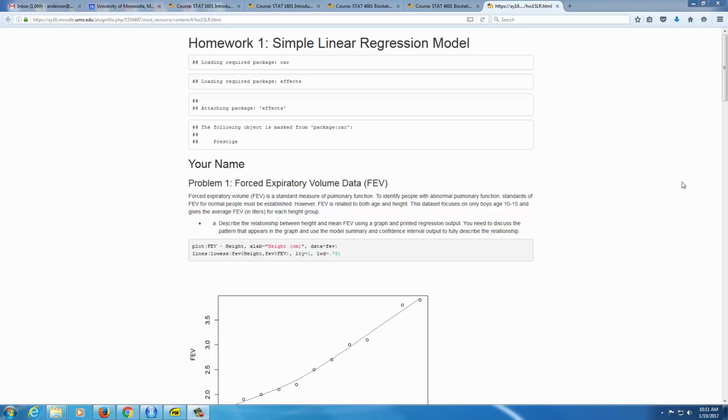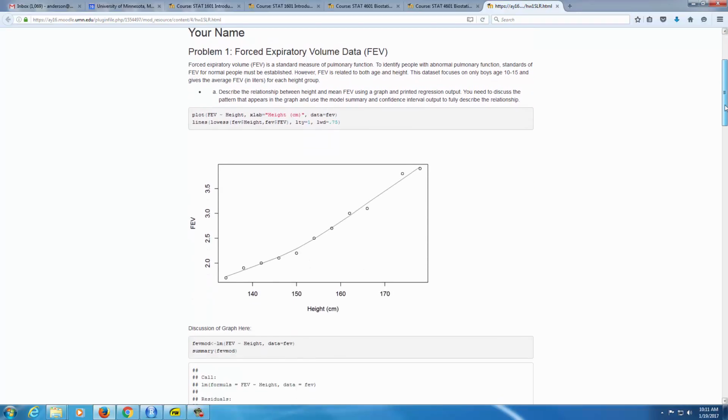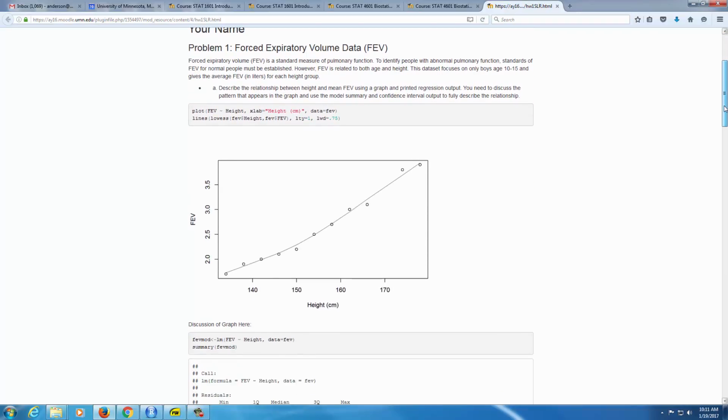In this video I'm going to talk to you a little bit about our first homework about the simple linear regression model. The first problem loads in the FEV, forced expiratory volume data, and at the very beginning we get a scatter plot with a smooth curve going through it for the relationship of height and exhale volume. And in part A it says to use the graph and the summary output to comment about the relationship.